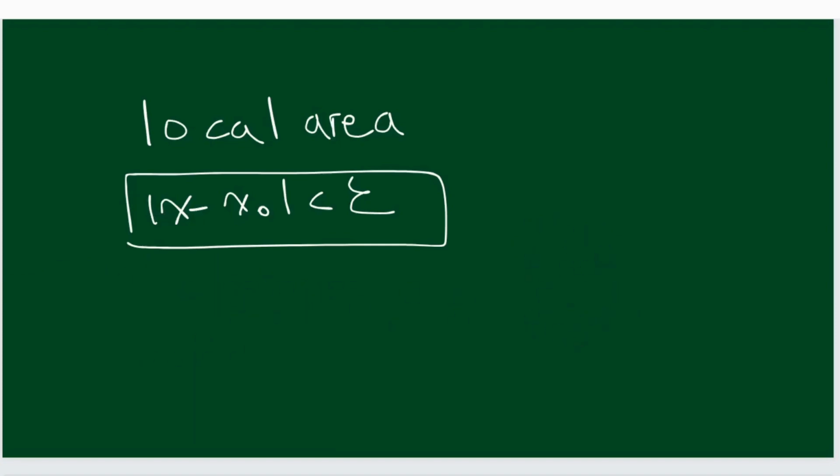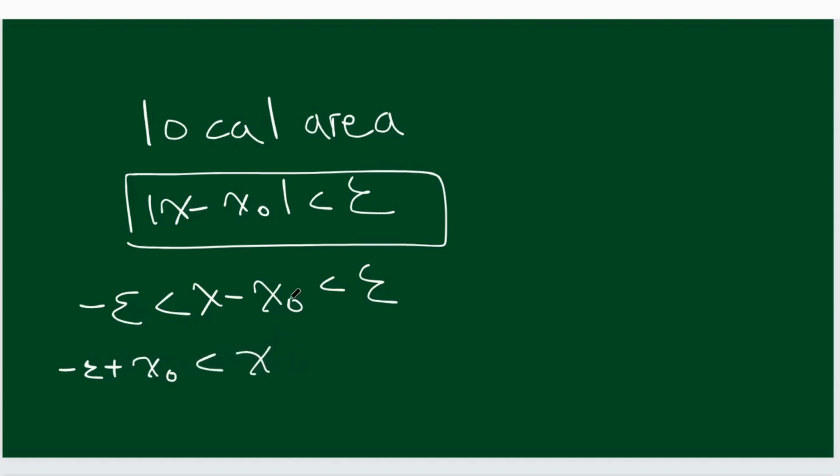Actually, let's just get the general case. So in this case, how do we solve this inequality? Well, we can write this as: x minus x0 is smaller than epsilon, but greater than negative epsilon. And now if you add x0 to all parts, then that's negative epsilon plus x0, which is smaller than x. And this x is smaller than positive epsilon plus x0.